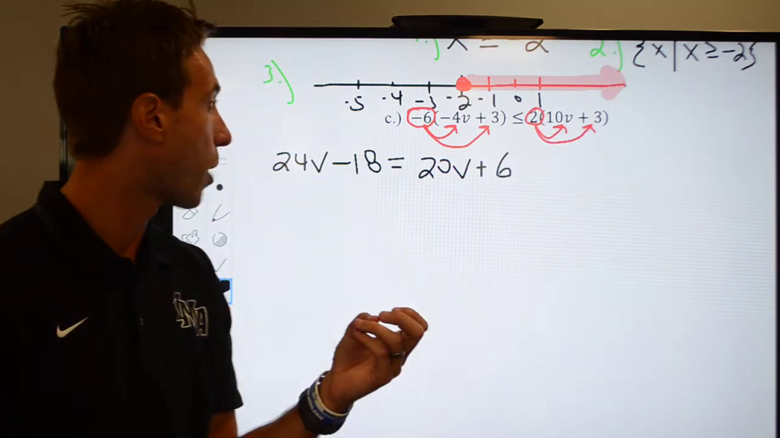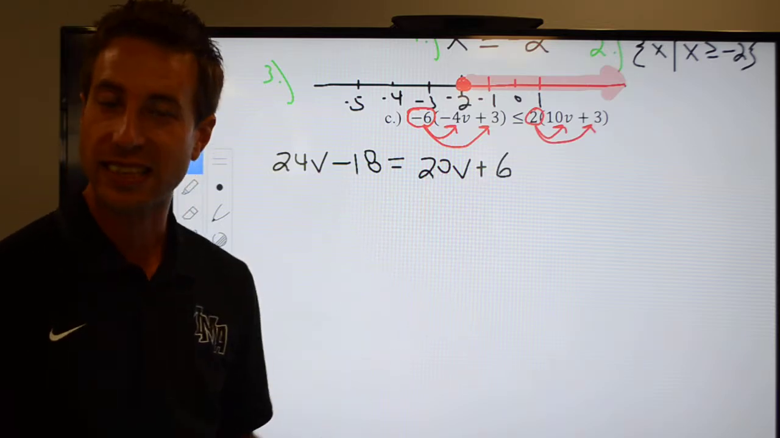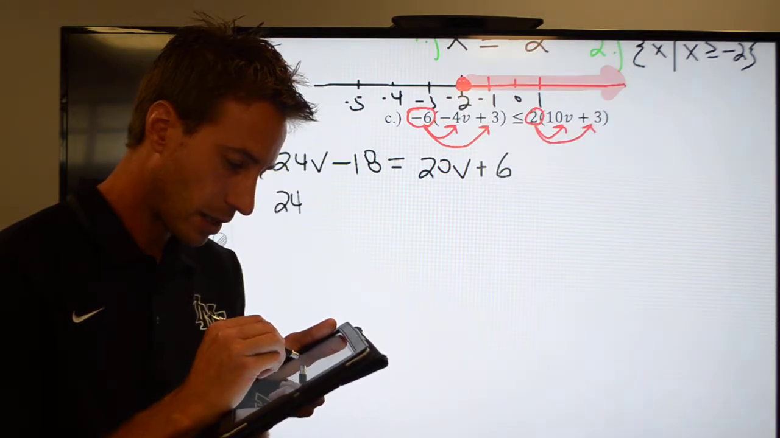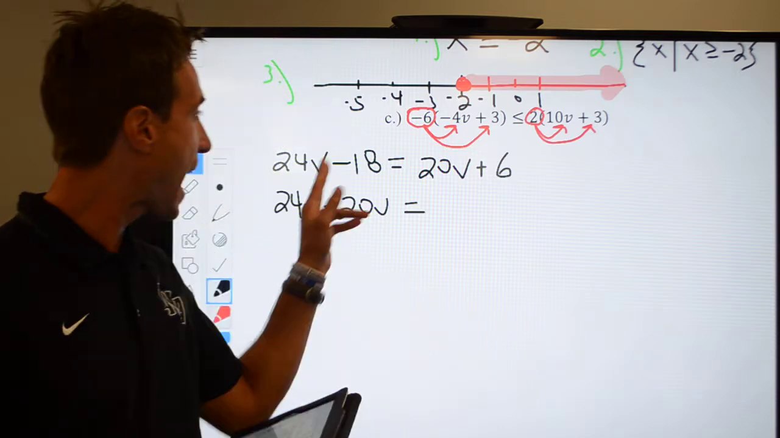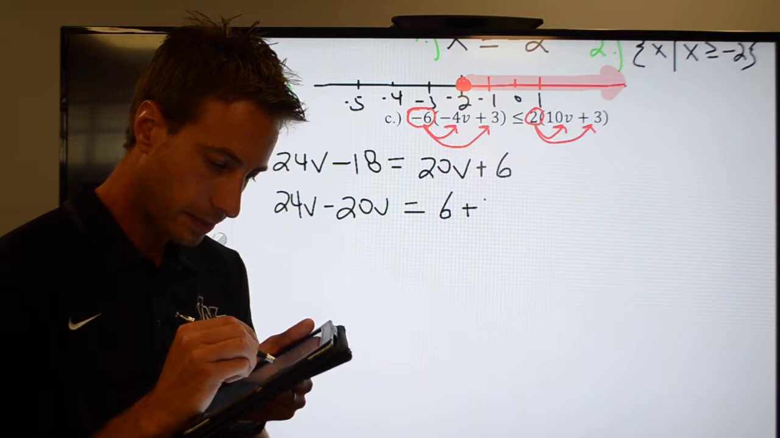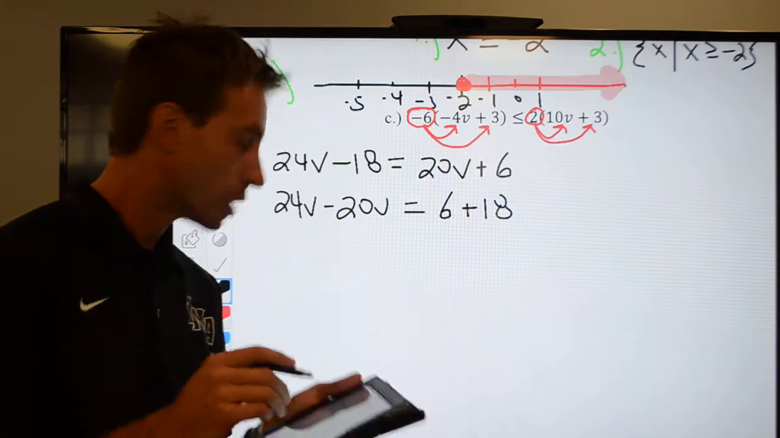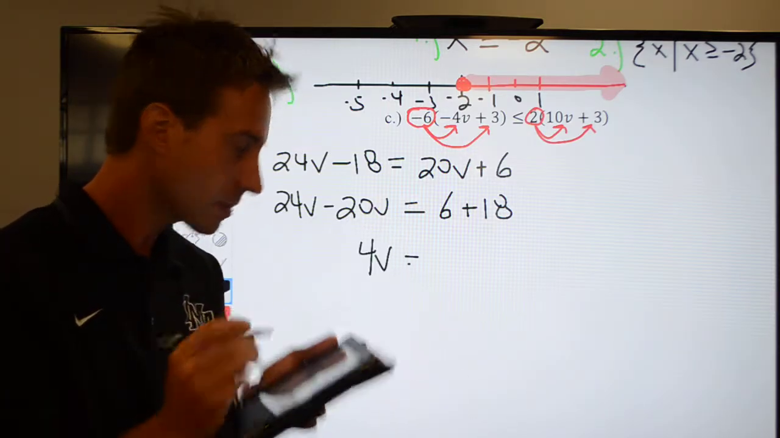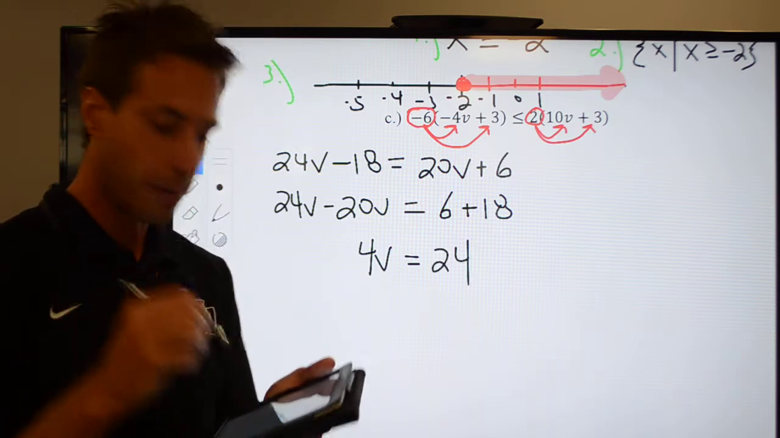Let's go ahead and group our like terms. I have 24v, I have 20v. Let's subtract the 20v to the other side. That way I keep my v's positive. So I'll have 24v minus 20v. And I'm going to go ahead and add the 18 to the other side. So I'll have 6 plus 18. That gets all my like terms together. Let's go ahead and combine like terms. 24v minus 20v leaves me with 4v. And 6 plus 18, I get 24. And we're going to divide both sides by 4.